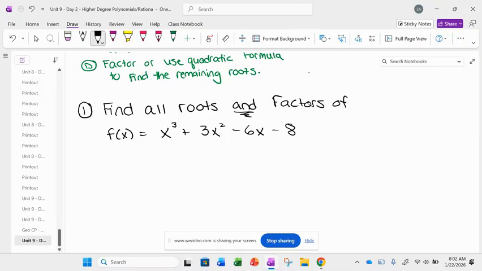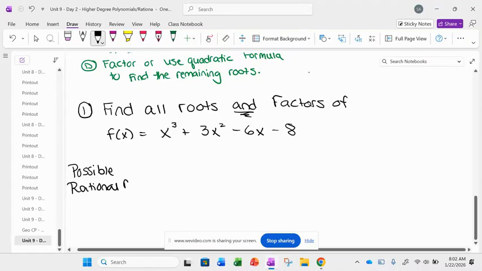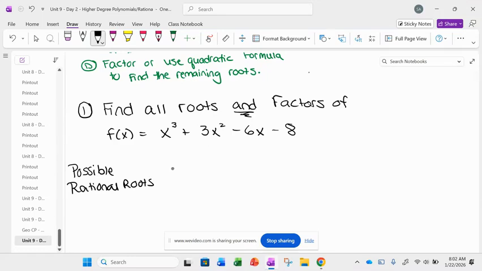Okay, so your first step is P over Q. Find your list of possible rational roots. Now, do we agree that the denominator is going to be 1? So do I even need to make a denominator if I know it's going to be 1? So now all I need are possible factors of 8. Not too bad, right? Plus minus 1, plus minus 2, plus minus 4, plus minus 8. How come I didn't make a denominator?